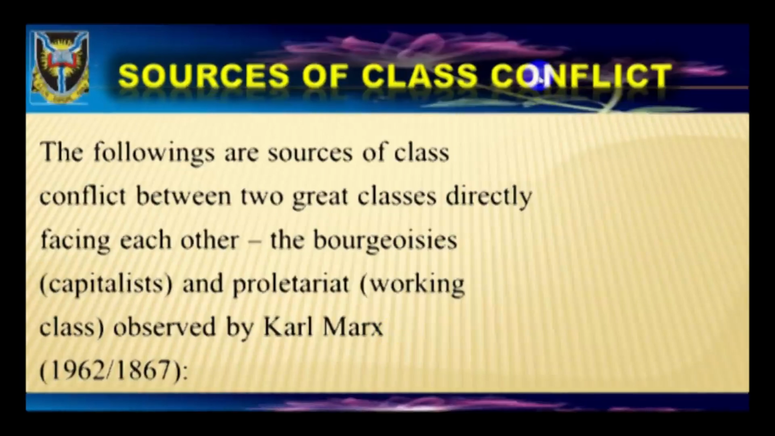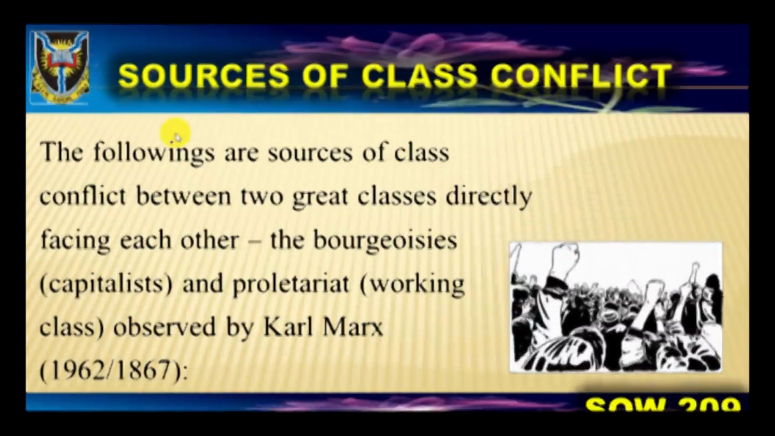Sources of class conflict. The following are sources of class conflict between two great classes directly facing each other: the bourgeoisie, that is the capitalist, and the proletariat, that is the working class, observed by Karl Marx, 1867.